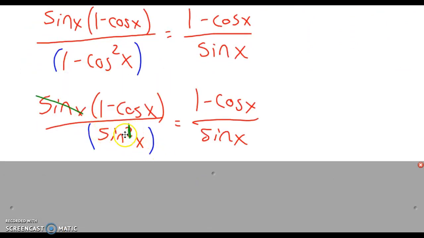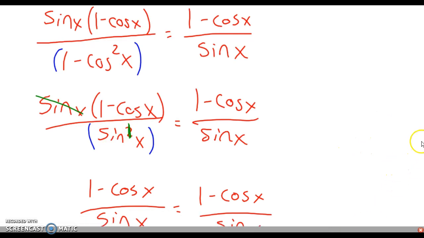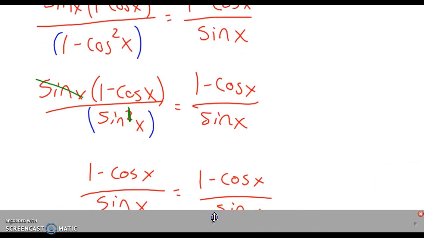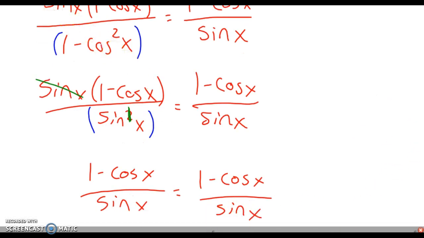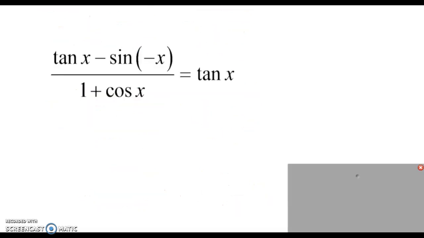And now I've got a common factor on top and bottom. I've got a sine x over a sine squared, so I can cancel that one sine x there with one of those sine x's, and then you can see that all of a sudden I've got the exact same thing on the left and right, and I'm done. And then moving on to example number 3.